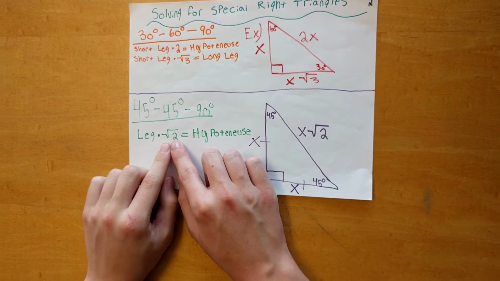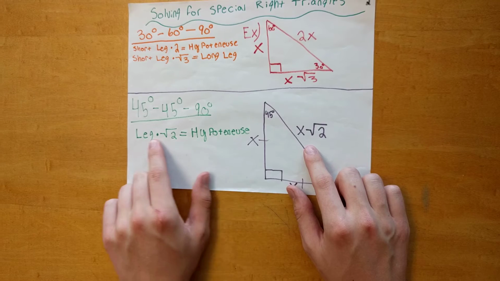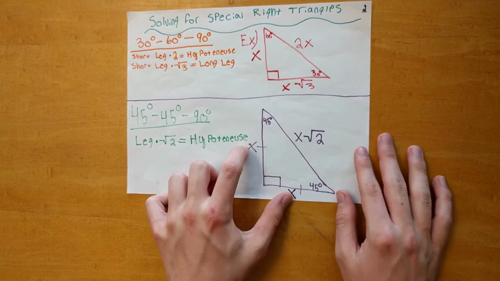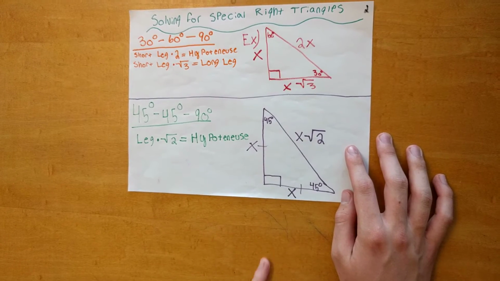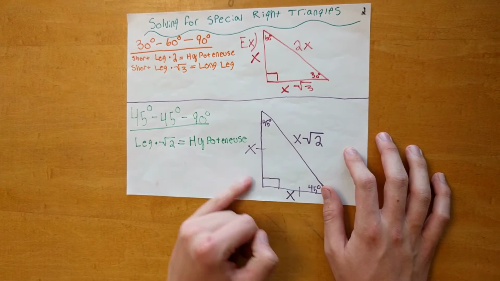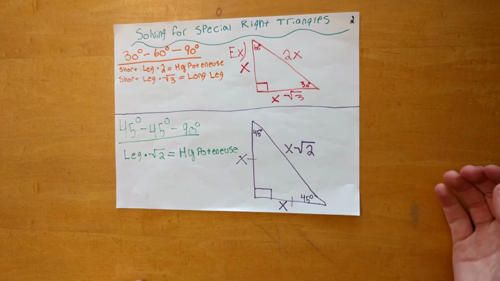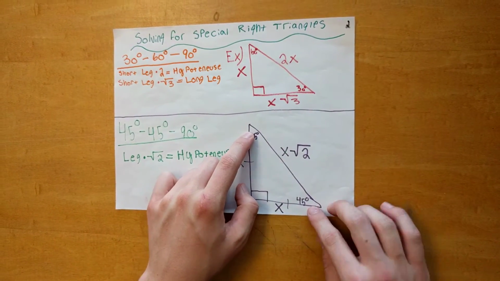In a 45-45-90, when you're finding the hypotenuse, since these two legs are congruent, it's going to be the leg times square root of 2. So that's how we find the hypotenuse, and then obviously, like I said, these two are the exact same because it's a 45-degree angle on either side of it.